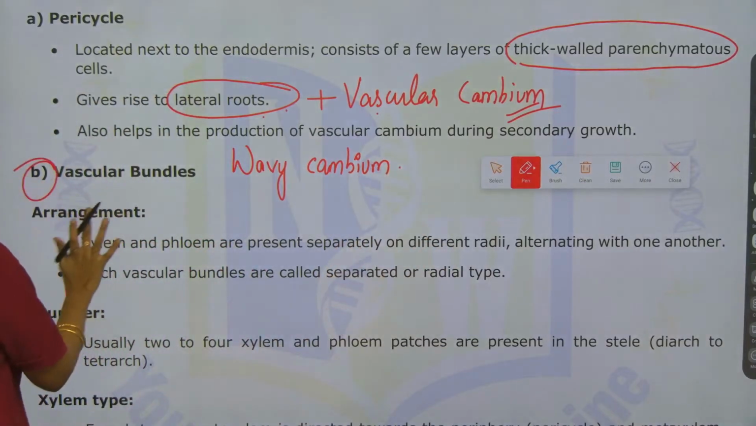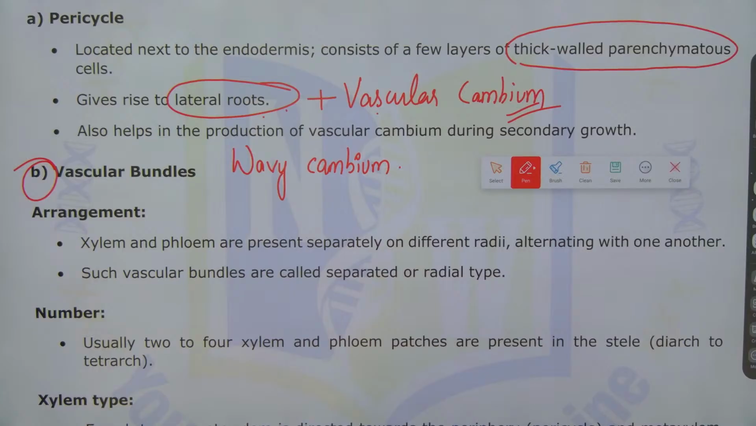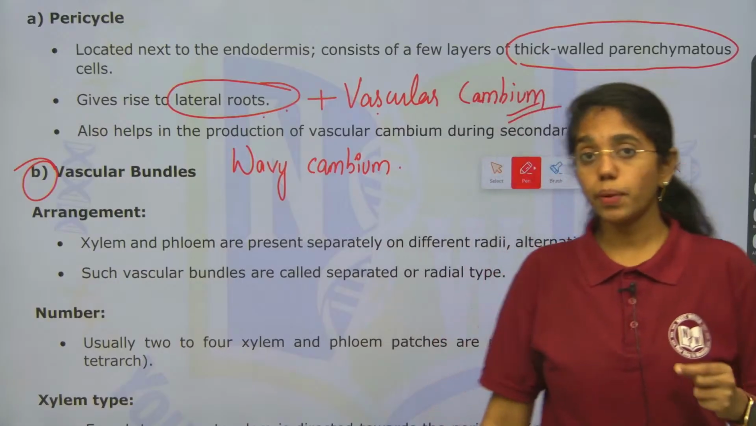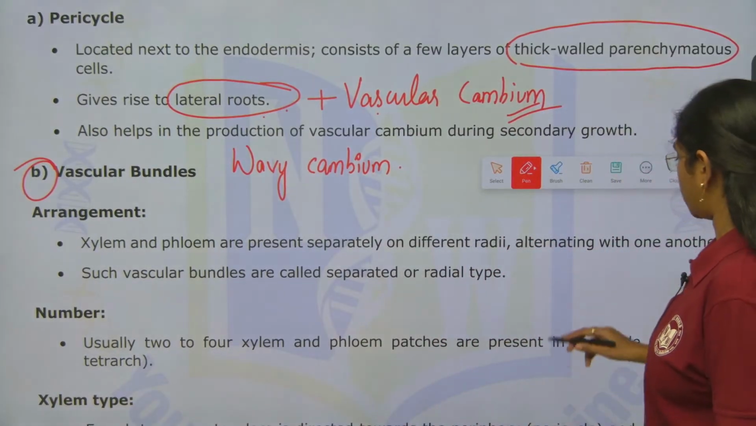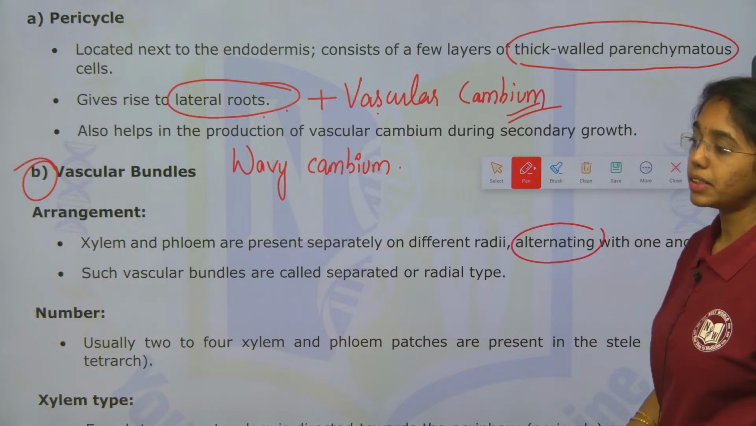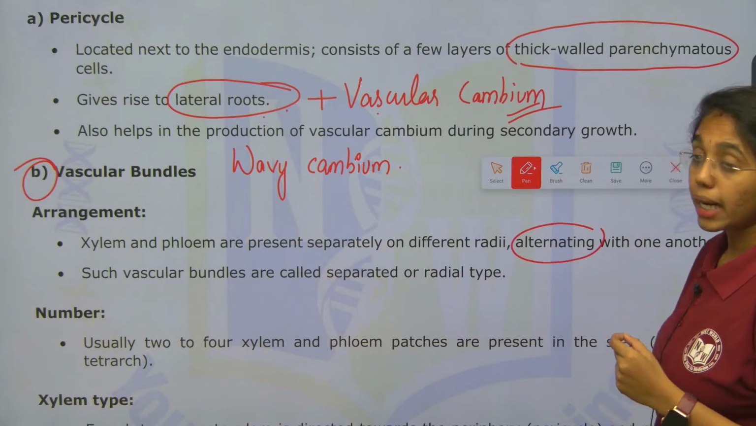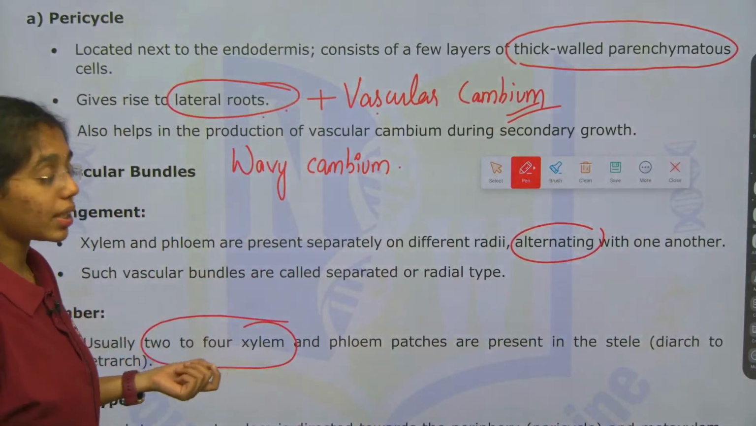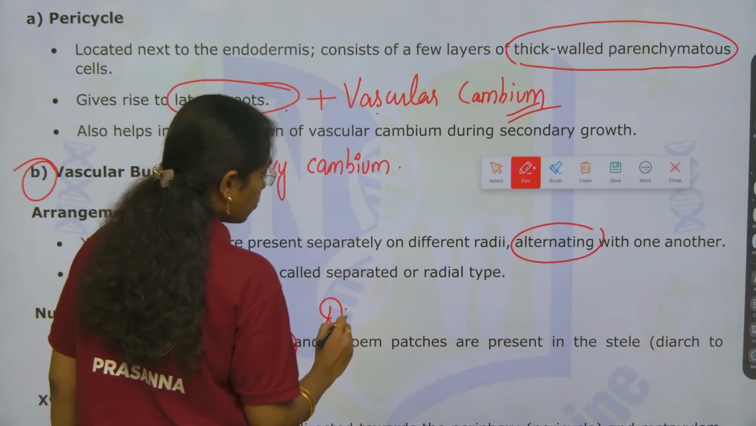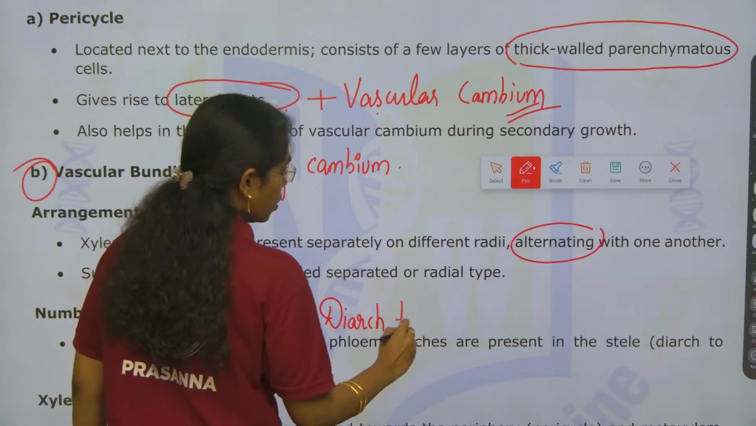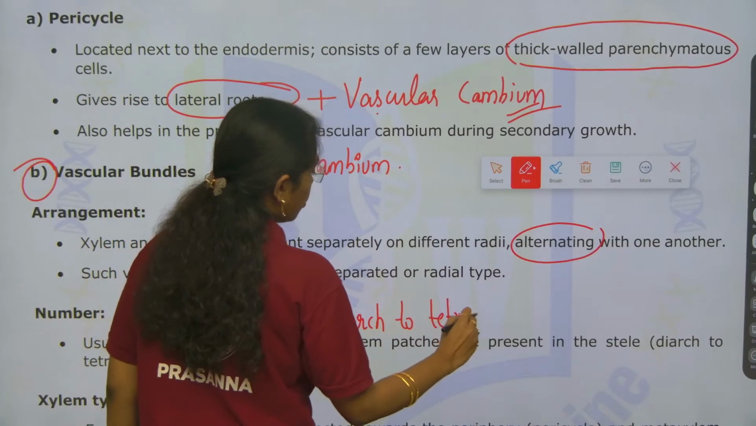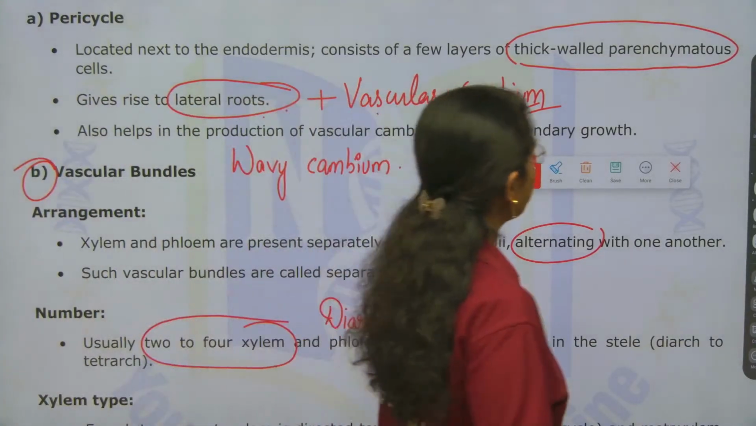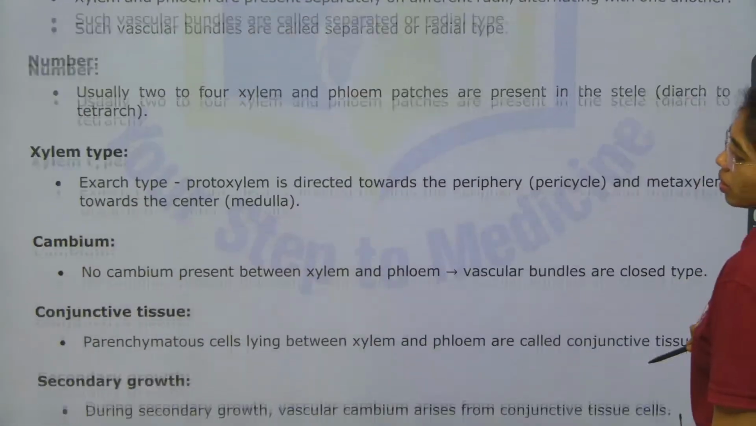Next you see vascular bundles. Arrangement of vascular bundles, that is xylem and phloem, are present in different radii. That is why they are called as what? Radial type of vascular bundle arrangement. So the xylem and phloem are present in alternating forms. And the number here you can see is usually 2 to 4 xylem and phloem. You can mention it as diarch to tetrarch condition of vascular bundles. Diarch to tetrarch. If you see in the monocot root, it is polyarch. Polyarch arrangement of vascular bundles. Clear, right?